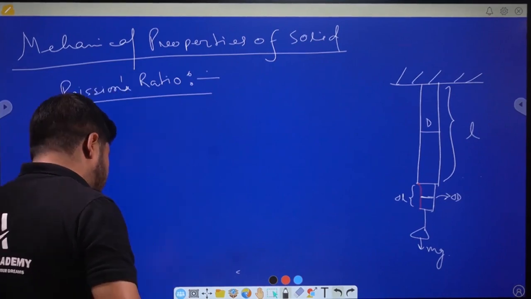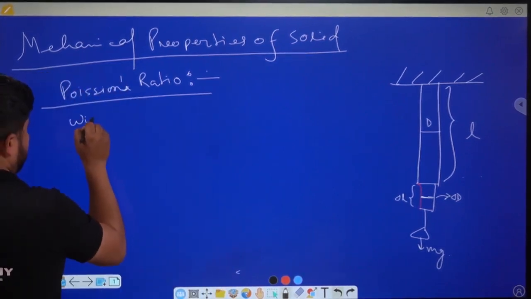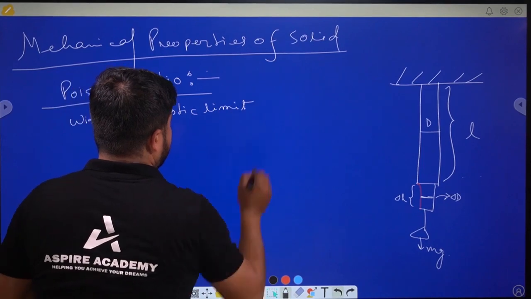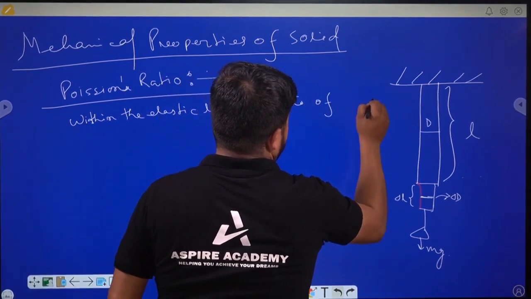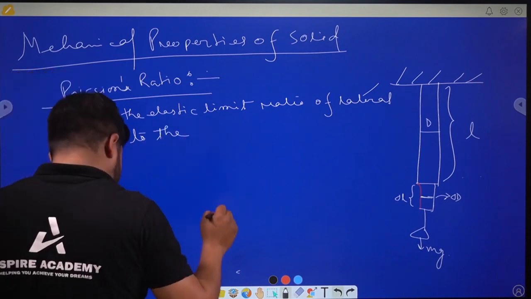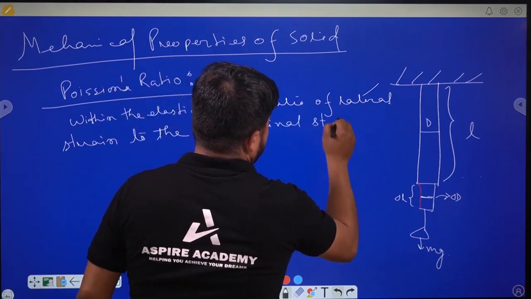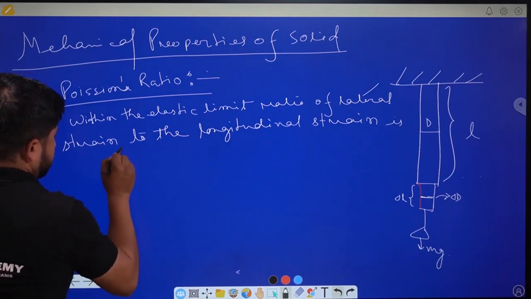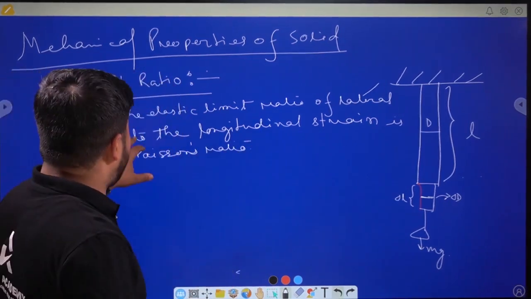Okay. So what is Poisson's ratio? Within the elastic limit, the ratio of lateral strain to the longitudinal strain is called Poisson's ratio. So the ratio of lateral strain to the longitudinal strain.